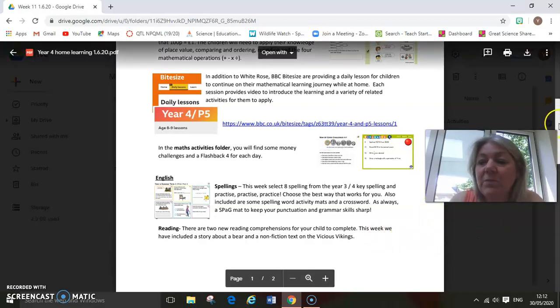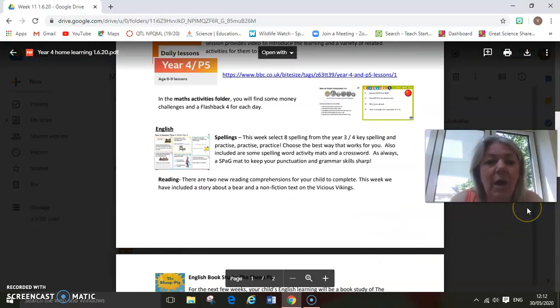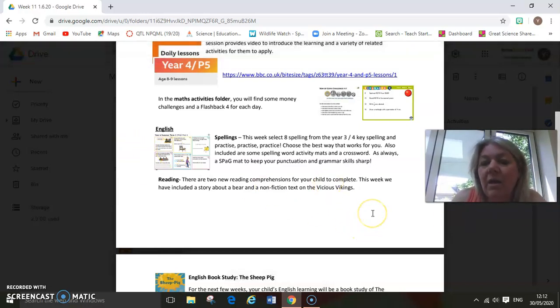Spellings as always. Choose your spellings from your year 3-4 spelling mat and practise. There's also some activity mats and some crosswords to keep you going, and then there's also the SPaG mat thinking about your punctuation and grammar skills. Remember to choose the one that's going to challenge you, not the one that's too easy, not the one that's too hard, the one that you're going to have to really think about and the one that's going to challenge you.